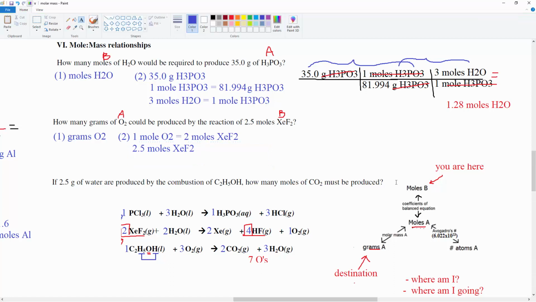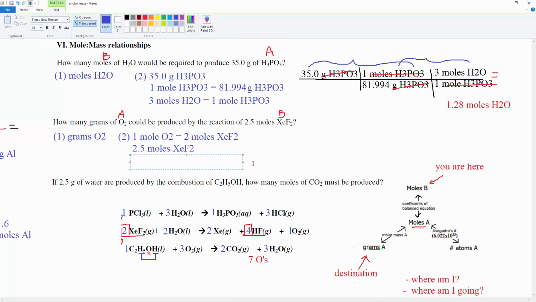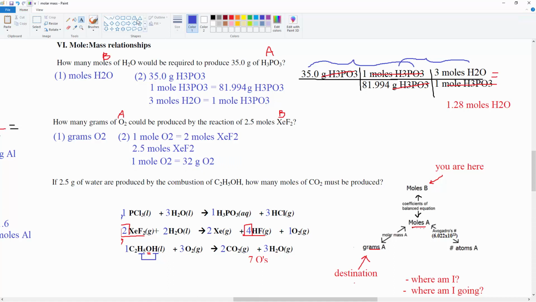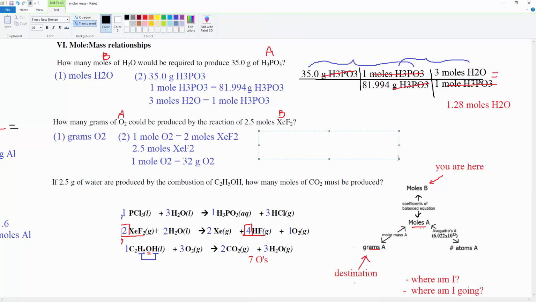If we start here, we use the coefficients, and then we're going to need the molar mass of A, which we said is oxygen. So what's the molar mass of oxygen? 32 grams, that's right. That's 2 times 16, since each oxygen atom weighs 16. Good, now we can set it up here. We're going to start with moles of XeF2, so 2.5 moles XeF2.